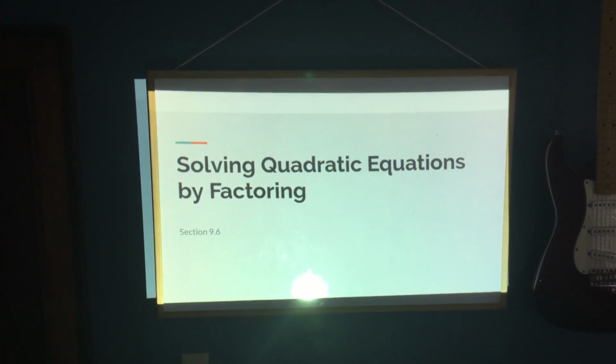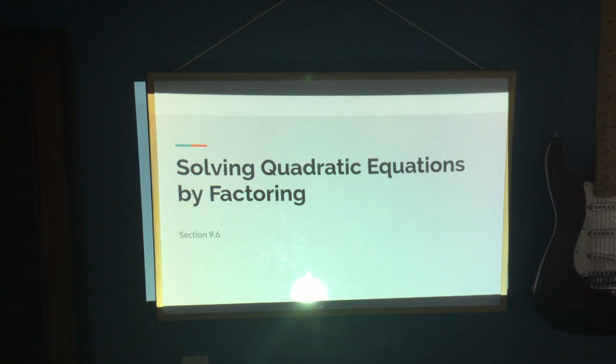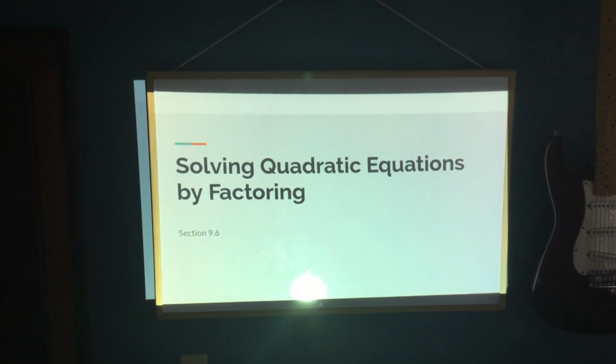Today we're going to go over section 9.6. For those of you who are kind of on top of things, you realize that we skipped section 9.5. I never do that one. It has everything to do with graphing calculators, so we're not really going to mess with that. Especially this year, we're not going to mess with that. So section 9.6 is called solving quadratic equations by factoring.